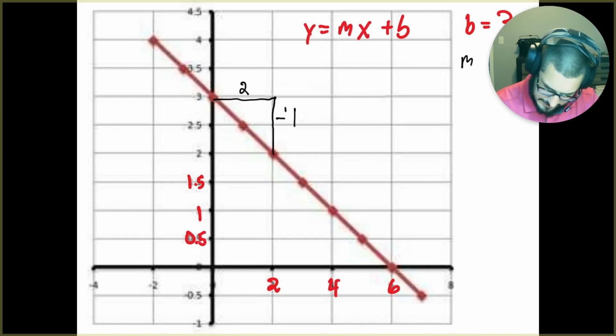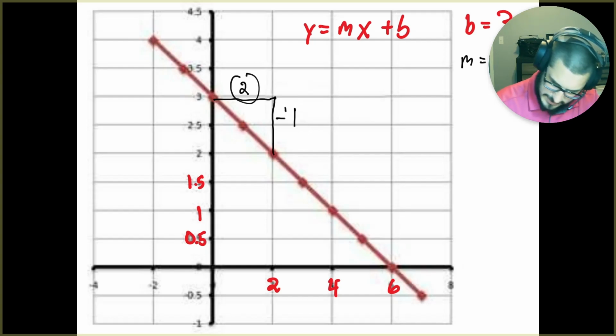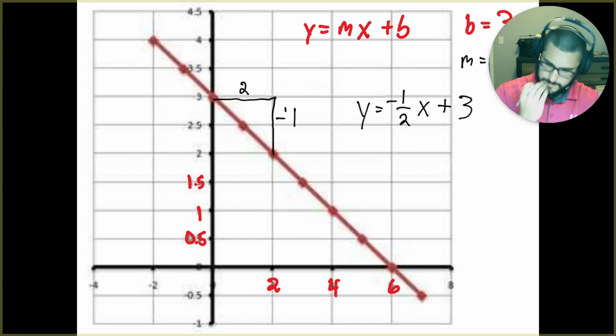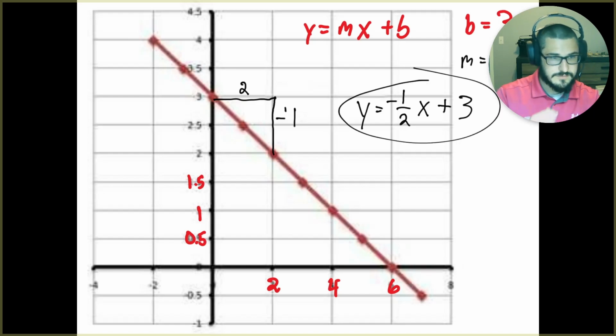So we've got a slope of my rise is negative 1 over my run is 2. So then my answer is going to be y equals negative 1/2 x plus 3. Okay?